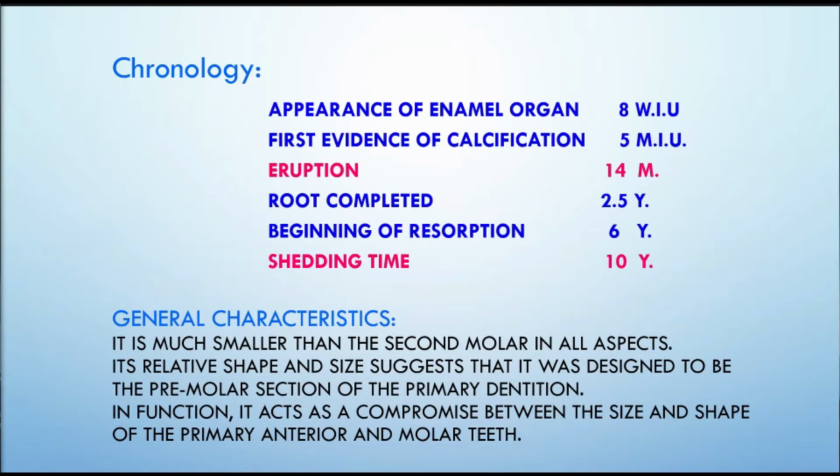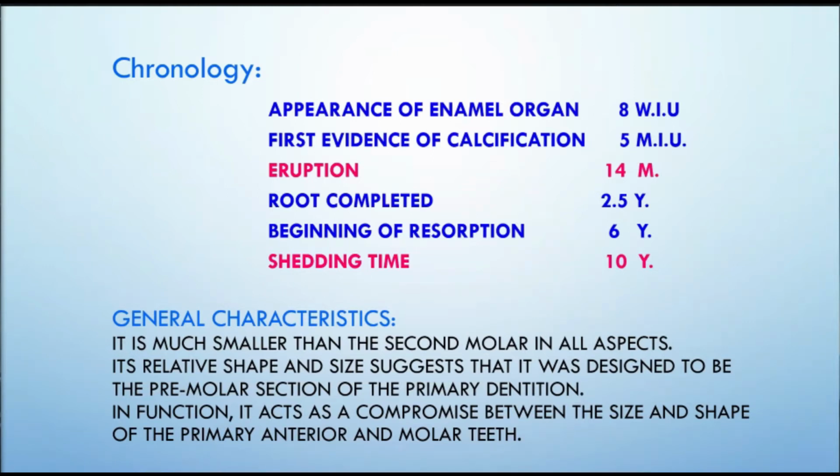Anyway, general characteristics: it is much smaller than the second molar in all aspects. If you compare the first deciduous molar and the second deciduous molar, you will find the second deciduous molar is actually looking like the permanent first molar. The second deciduous molar and permanent first molar are neighbors, right? Because the second deciduous molar erupts at, for example, 16 months and stays in the mouth until the age of 11 years, when it is replaced by the premolar.